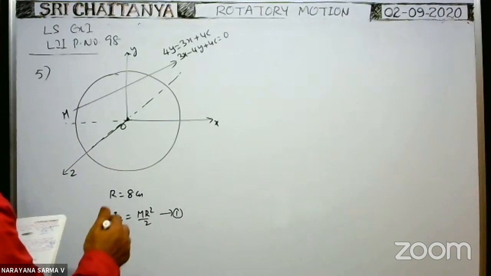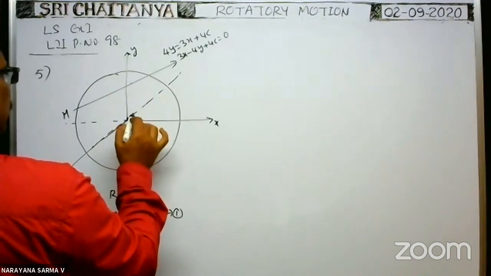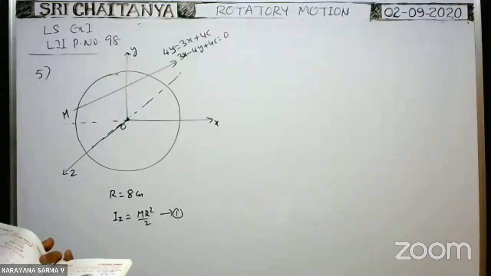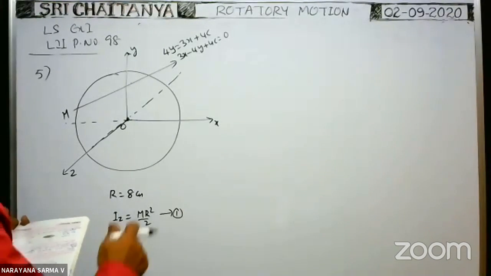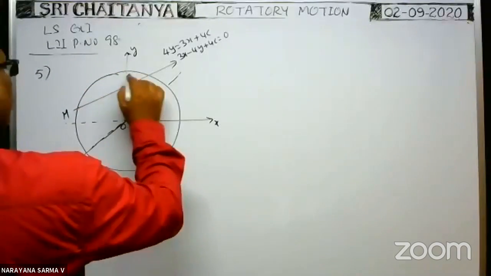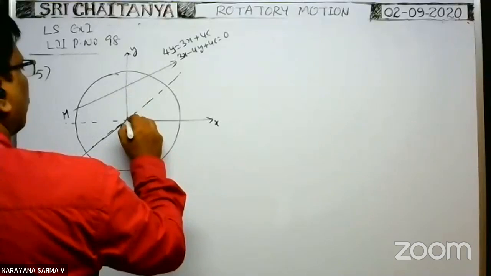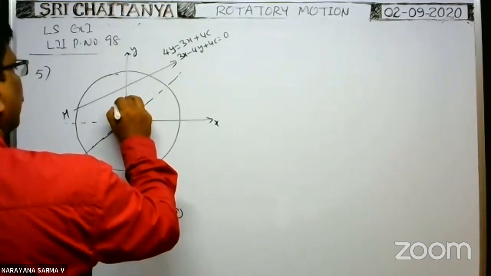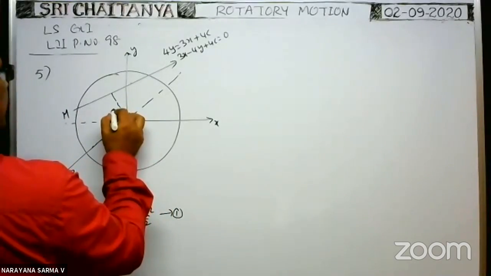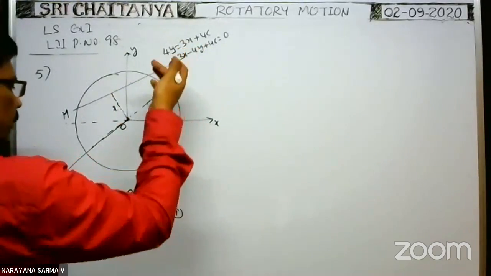Slope of the straight line means the angle made by the straight line with the x-axis, which we have to find. Then we have to apply the parallel axis theorem. What is the perpendicular distance of the straight line from the origin? From the center, or origin, you draw a perpendicular line. The perpendicular distance of the straight line from the center we already know by using this formula.